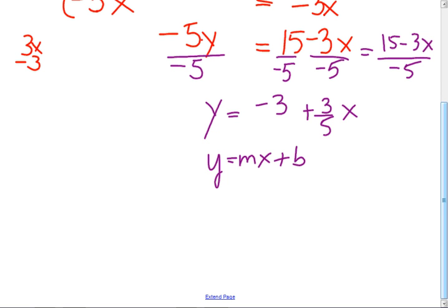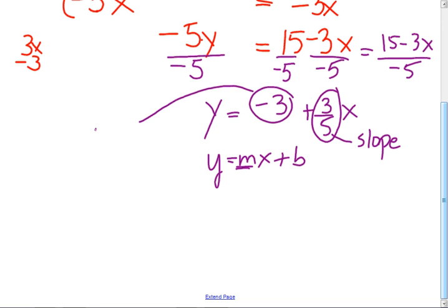Yeah, what's the slope of this one? M is the number that's right in front of the x. That's not the negative 3. This is the slope. Yeah, it's hard. And what's this one? This is the what? Don't do that. That's the what? Y-intercept.